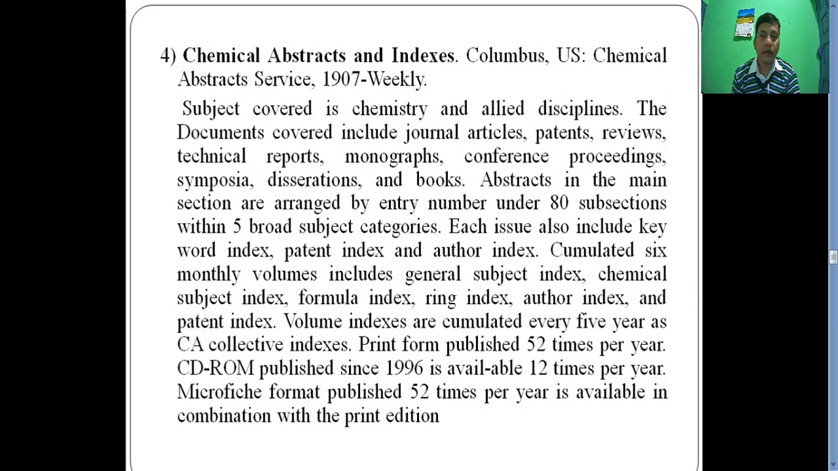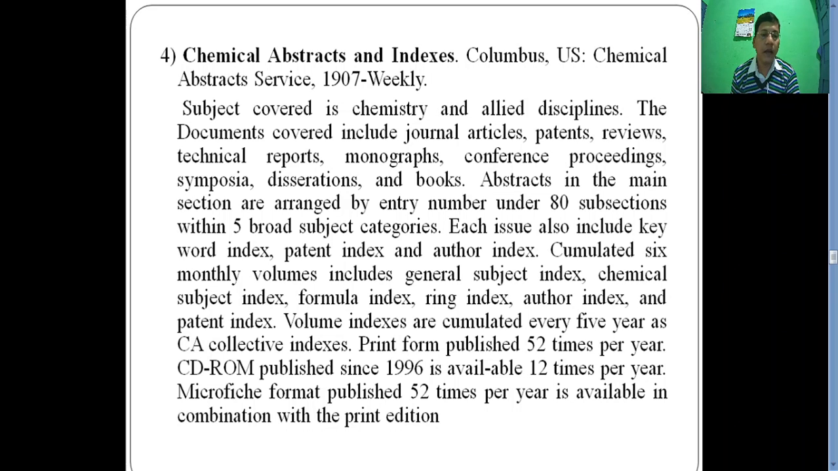Chemical Abstracts and indexes. It has also been published weekly since 1907. The subject covered is chemistry and allied disciplines. The documents covered include journal articles, patent reviews, technical reports, monographs, conference proceedings, symposia, dissertations, and books. Abstracts in the main sections are arranged by entry number under 80 subsections within 5 broad subject categories. Each issue also includes a keyword index, patent index, and author index.